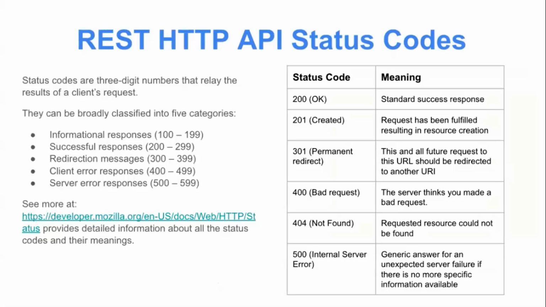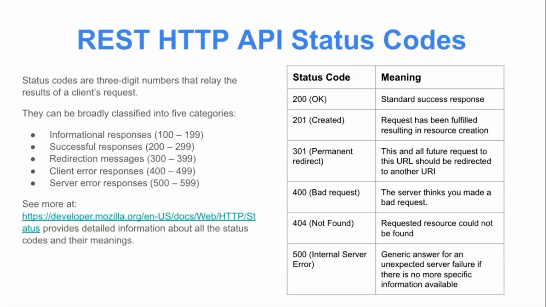So like I briefly described earlier, status codes are 3-digit numbers that relay the results of a client's request. And so these can be broadly classified into 5 categories. So we have the informational responses that range from 100 to 199. We also have the successful responses, which basically tell the client who sent the request that the request was successfully received by the server.